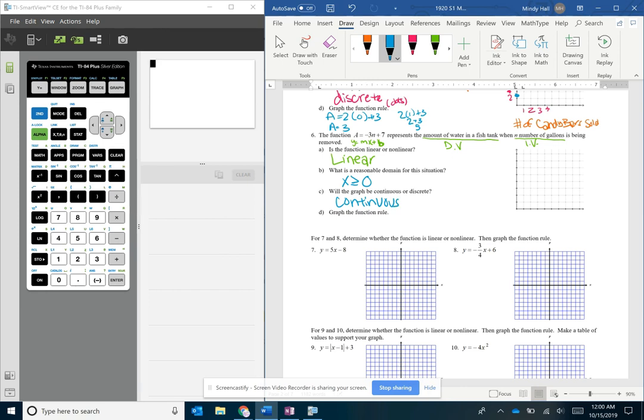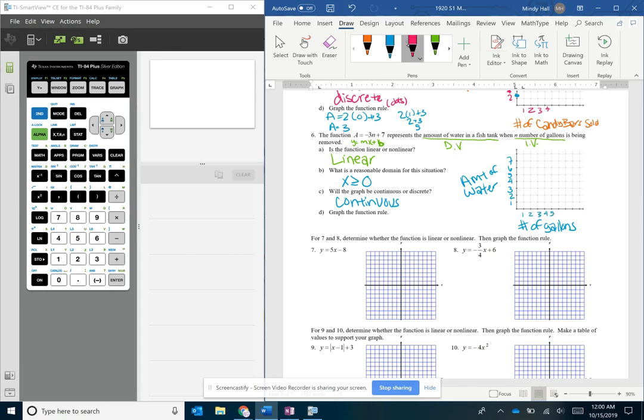So then to actually graph the function rule, we have number of gallons on our x-axis, and then we have amount of water. So we have 7, so we can just count by ones on the axes. It'll be okay. 6, 7, and 1, 2, 3, 4, 5.